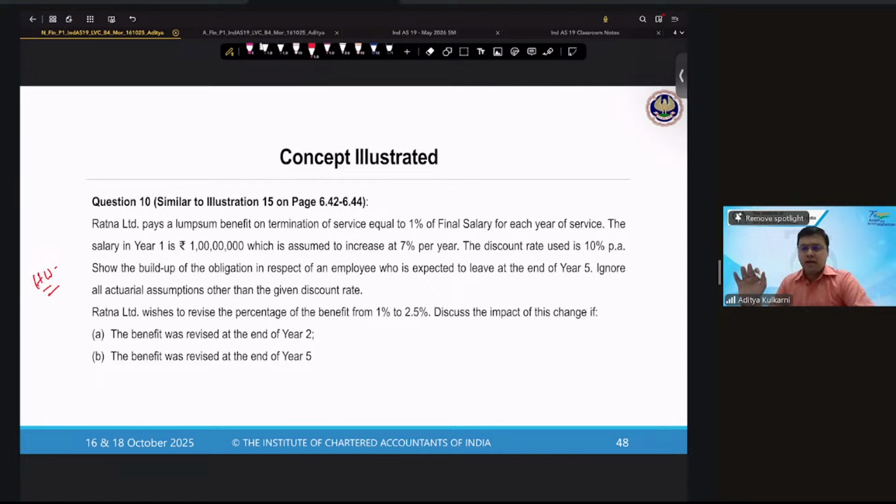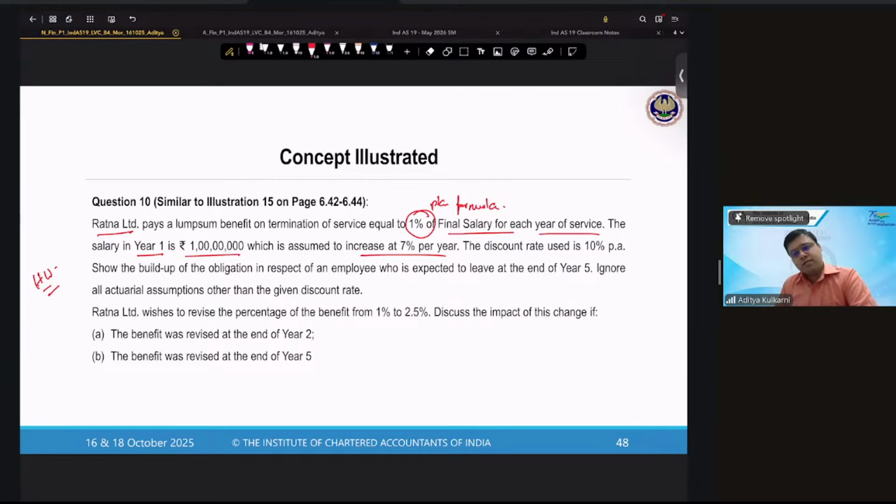Similarly, here also we are looking at the adjustment. Ratna Limited pays a lump sum benefit on termination of service equal to 1% of final salary for each year of service. The salary in year 1 is 1 crore, which is assumed to increase at 7% per year. So at the end of the service, 1% of final salary is the benefit. So this is your plan formula. Tell me, will this be a defined benefit plan or defined contribution plan?